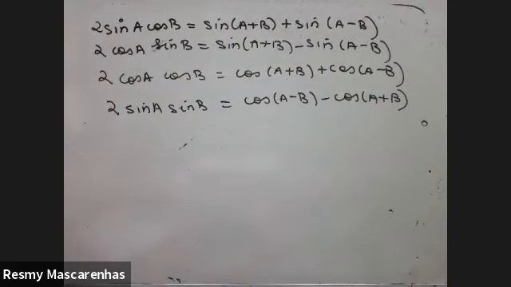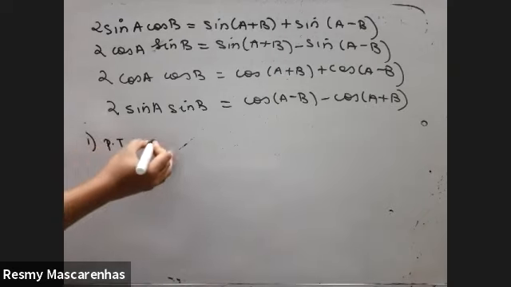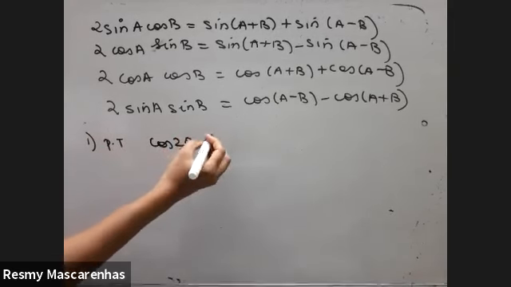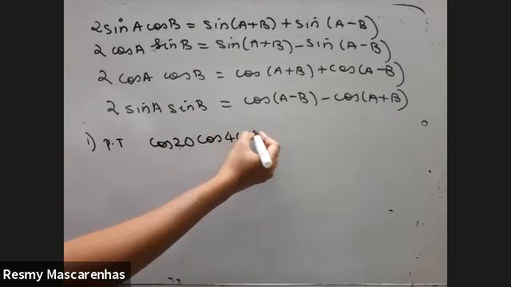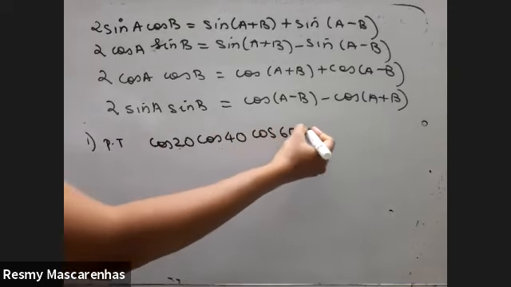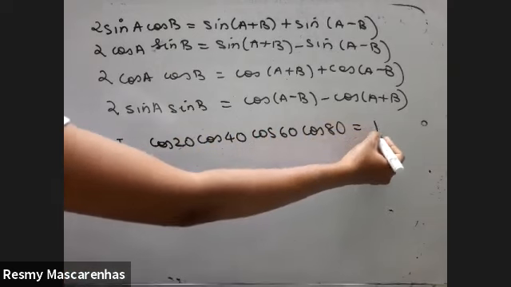So these are the 4 formulas. Based on this, we're solving the problems. First question is, prove that cos 20 cos 40 cos 60 cos 80 is equal to 1 upon 16.